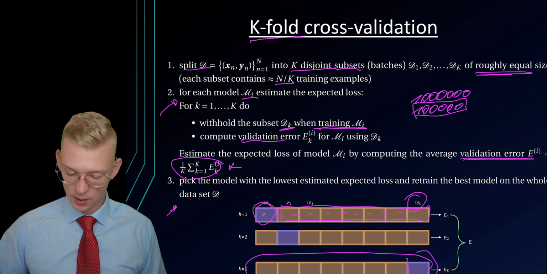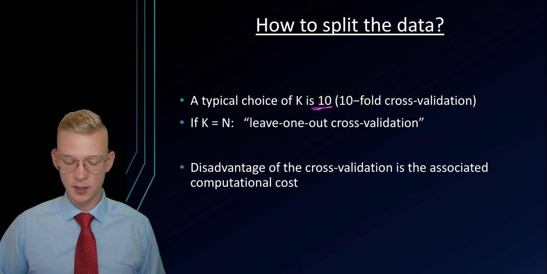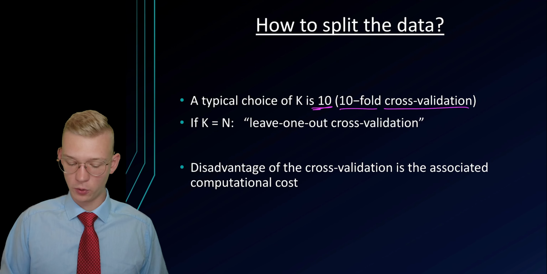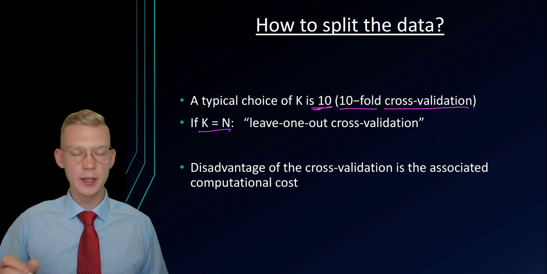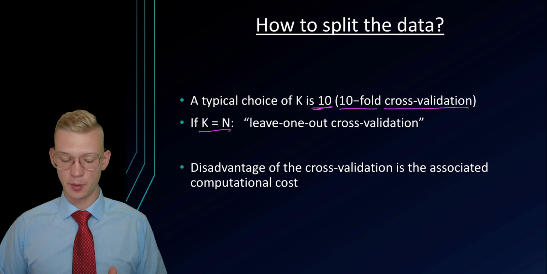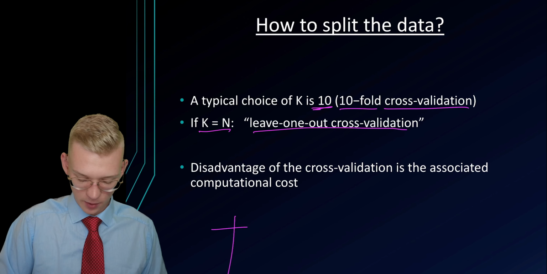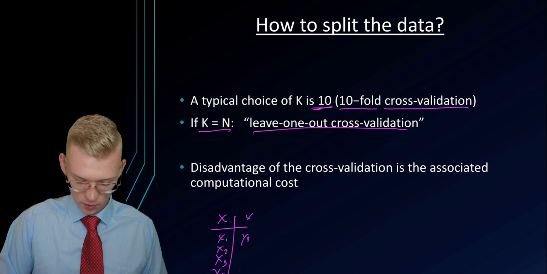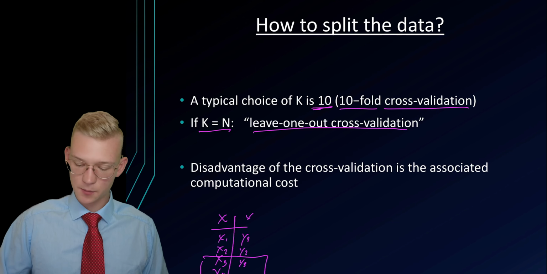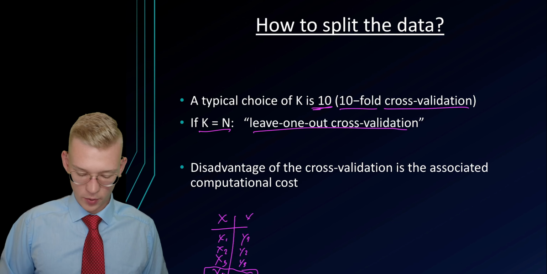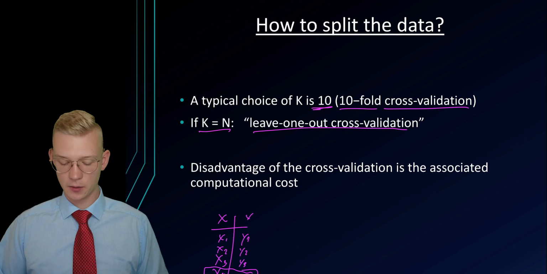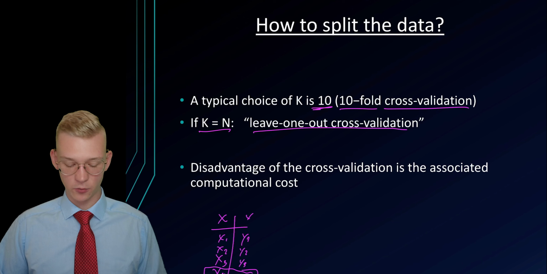Here we said that if k is 10, this is the typical choice. We call it tenfold cross-validation. If we leave only one data sample out of our process, we call it leave-one-out cross-validation. So if we have our x's and y's, so we have x1, x2, x3, and x4, and y1, y2, y3, and y4. Before we had sections, but now we leave one out. So we only take one data point and test on one single data point.